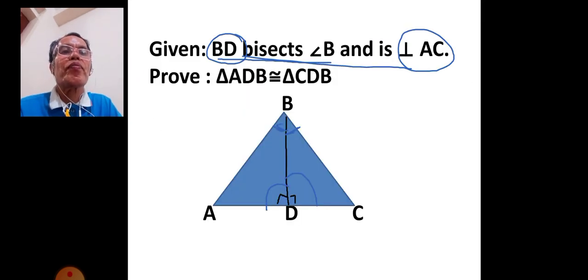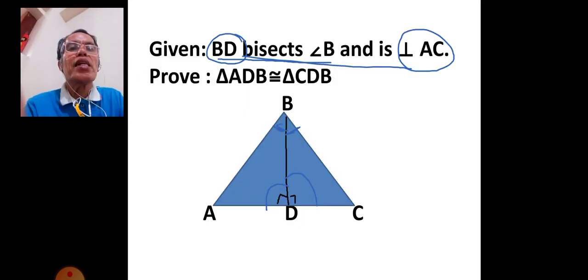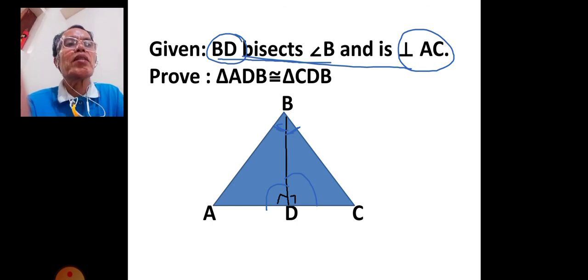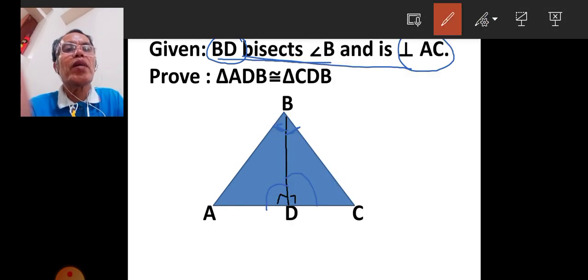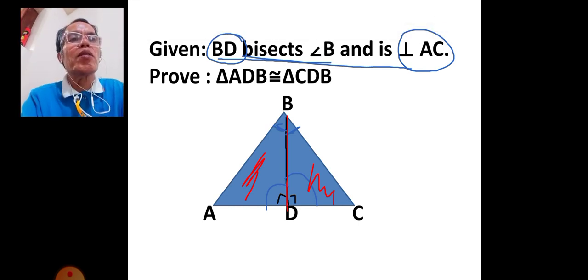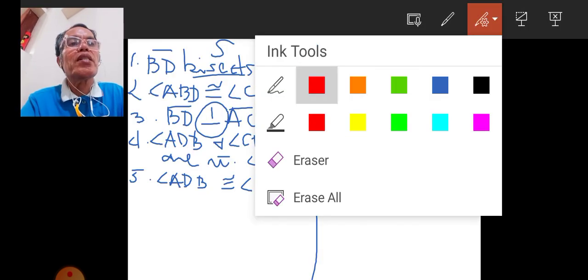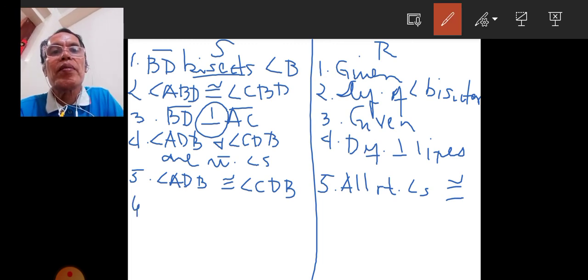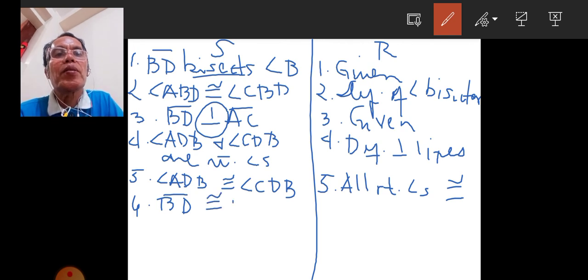So next, we can now say that BD is congruent to BD. So this segment BD is congruent to BD because it is the side of this triangle and at the same time it is the side of this triangle. So it is congruent to itself. So segment BD is congruent to BD. And our reason would be reflexive property.